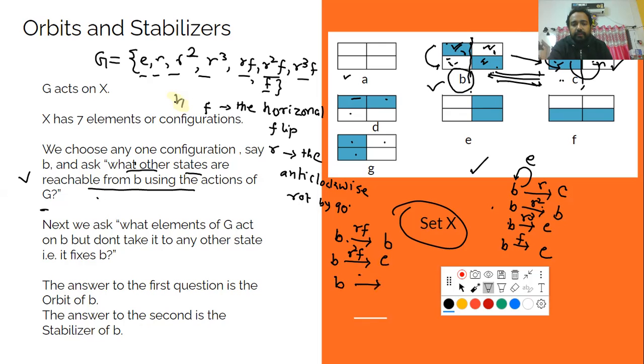Okay. Now the triple rotation followed by the flip. The triple rotation applied on B takes us to C. So we just apply this flip to C. If we apply the flip to C, we get B.